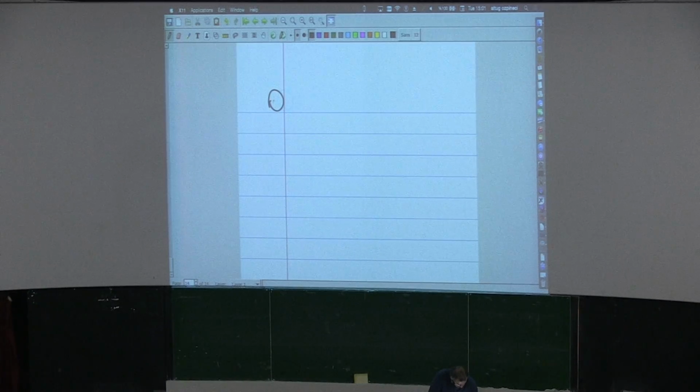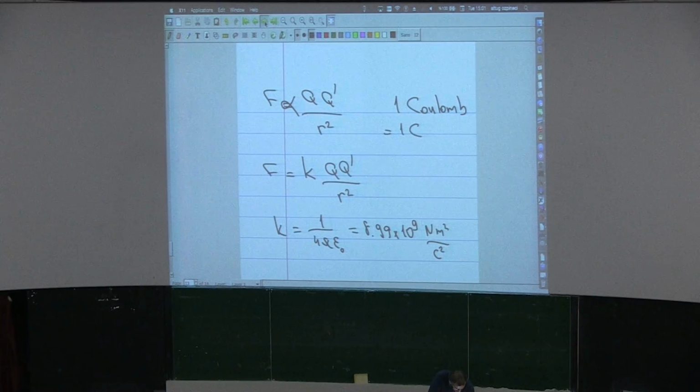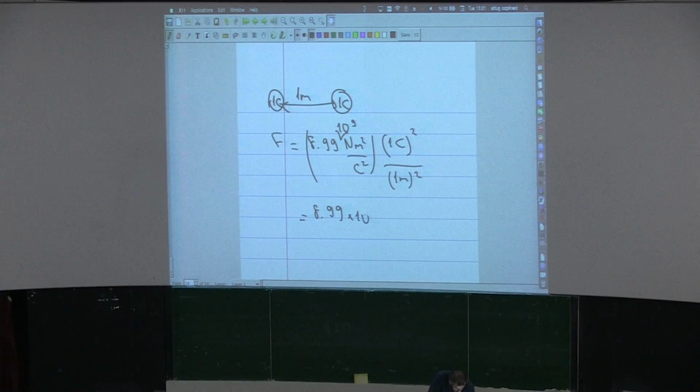Let's say here we have 1 Coulomb, here we have 1 Coulomb. They are separated by 1 meter, so the force that they exert on each other, the magnitude, is 8.99 times 10 to the power 9 newton meter squared per Coulomb squared, don't forget the units, times 1 Coulomb squared divided by 1 meter squared. This will be 8.99 times 10 to the power 9 newtons.